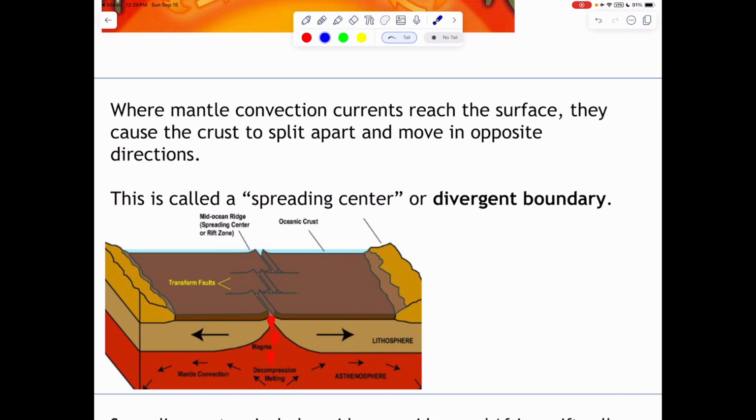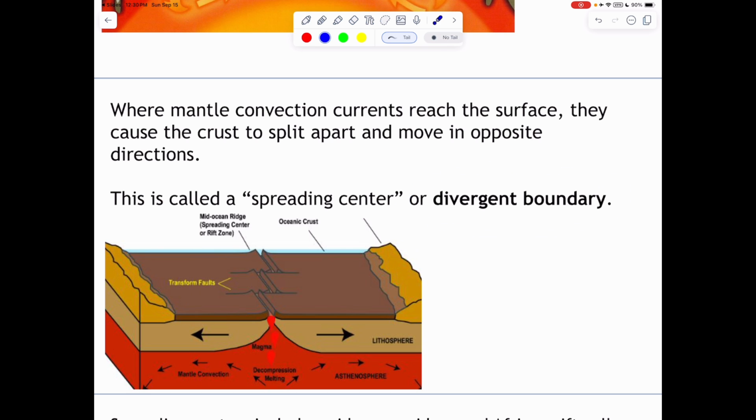Now, what we can see sometimes is I have a convection current going this way and another convection current moving in that direction. So this plate is gonna head that way, this plate's gonna head that way, and we have this spreading center. So the crust is gonna split, and then this magma is gonna go up and it's gonna kind of fill in the cracks in between. This is what we call a divergent boundary.